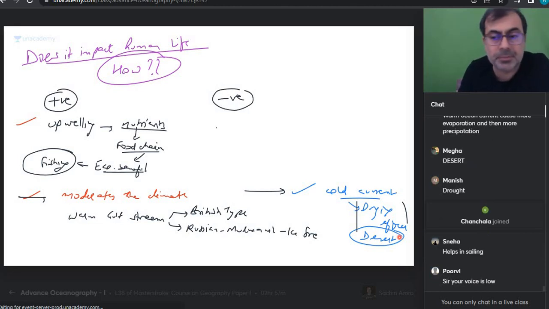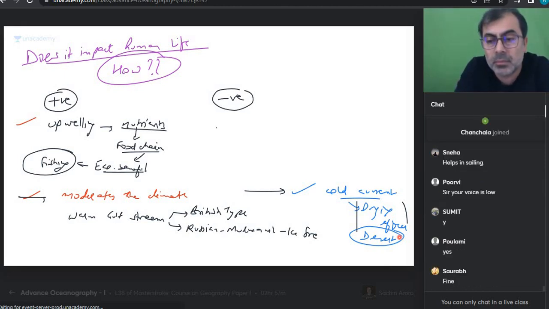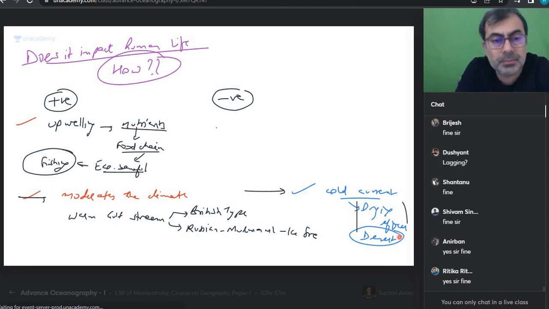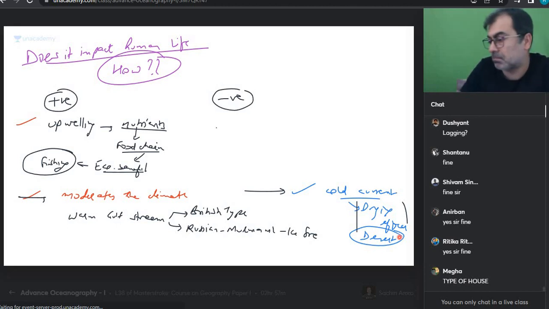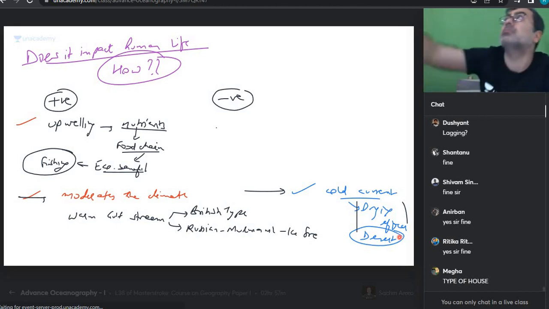So is my audio fine? Everyone, Ruby says the audio is low. Audio fine? Okay, let's go. So what else? What else? Quickly. Everyone, quickly.